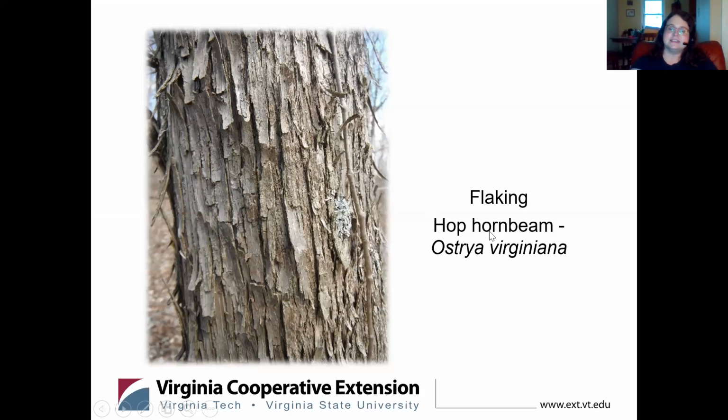Hop hornbeam, the seed pods on the hop hornbeam actually look like hops like we put in beer. They have this very similar look to it, and that's where it gets its name. And it's a native tree, as you can tell by the species name, Virginiana. So it was found in Virginia, or at least first found in Virginia, I should say.